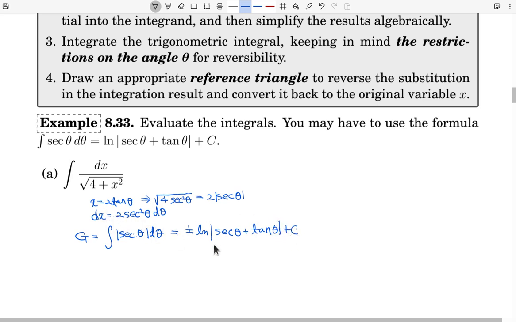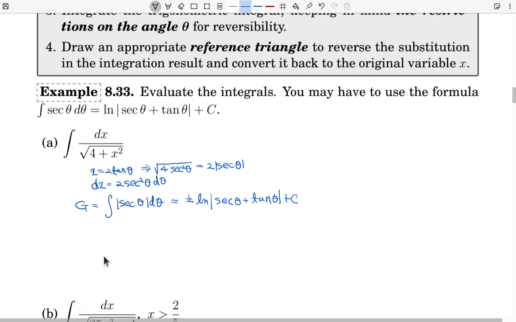Now you have to replace sec theta and tangent theta. Tangent theta is directly x over 2. Now for sec theta, we have to use the reference triangle here. If this is theta, then that substitution means that this side is 2 and this is x, right? So here the hypotenuse is the square root of x squared plus 4.